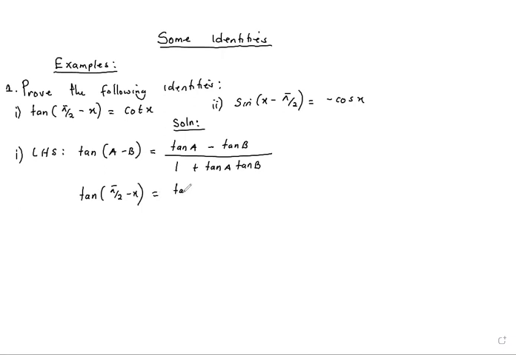This is the same as tan pi over 2 minus tan x over 1 plus tan pi over 2 tan x. Now pi over 2 is 90. So what is tan 90?